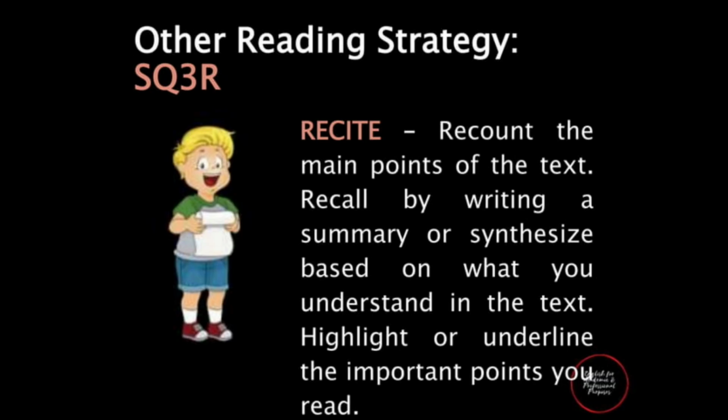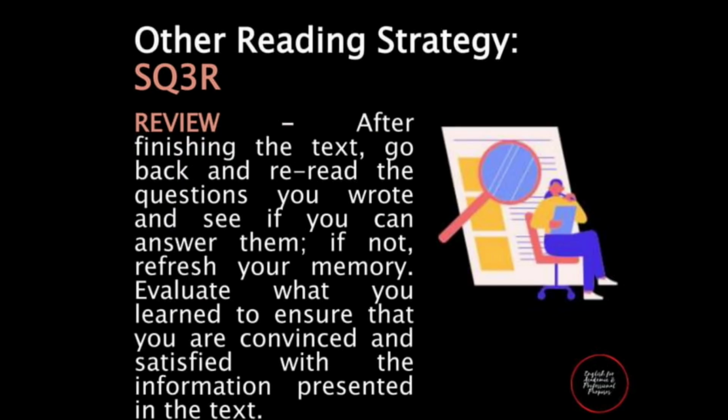We are reciting sometimes orally, di ba? Okay? It's like a memorizing. But sometimes, we also highlight or underline the important keywords or points that we read. The second R is the review. After we recite, we review the text. We go back and reread again the questions or the answers that we find. And if not, we also refresh our memory and also evaluate.